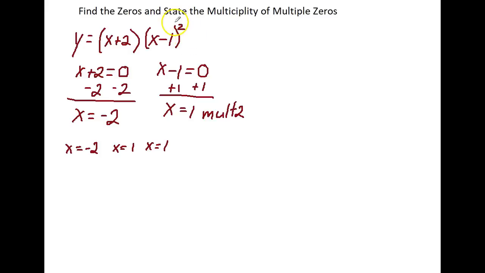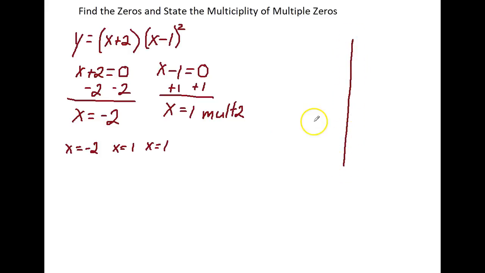Now, if this exponent were a 3, then it would be a multiplicity of 3. So that means it would happen 3 times. But since we have a 2, it happens twice. X equals 1 twice. Now, how in the world does that happen? Well, let me give you a little bit of a visual for this.